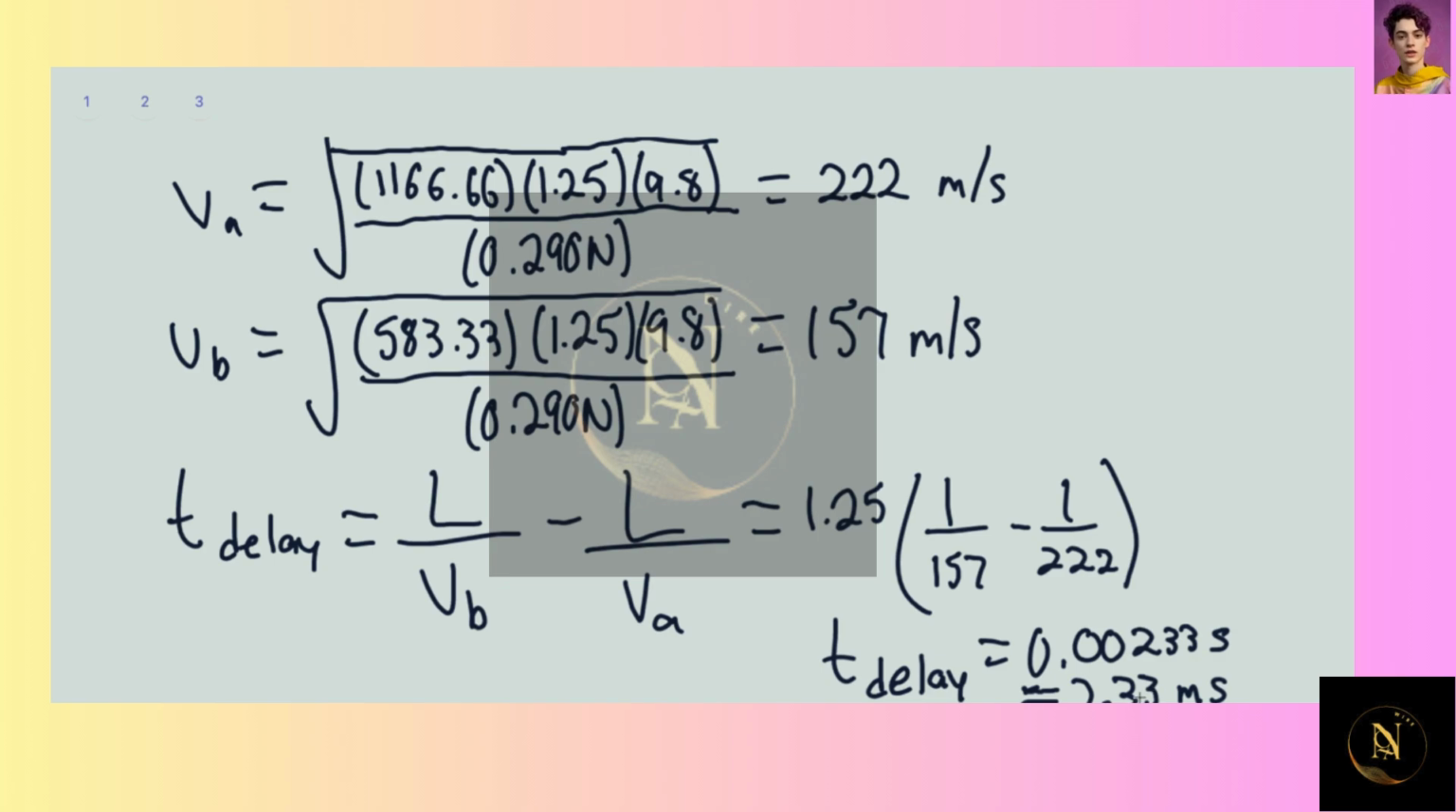So this will be the delay if we sent a pulse through each of the wires at the same time. The pulse would reach the top of wire A 2.33 milliseconds faster than the pulse would reach the top of wire B.